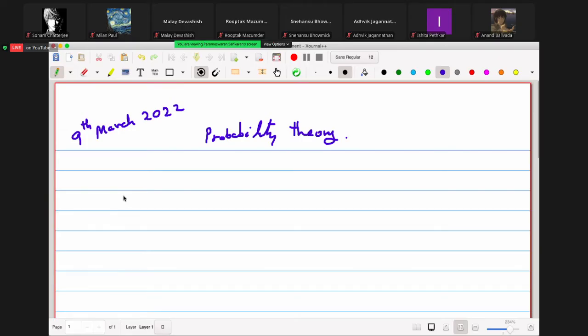Probability, discrete random variables, and then I will move on to the notion of independence of discrete random variables. Okay, and of course, if there is time, I will work out a few problems.